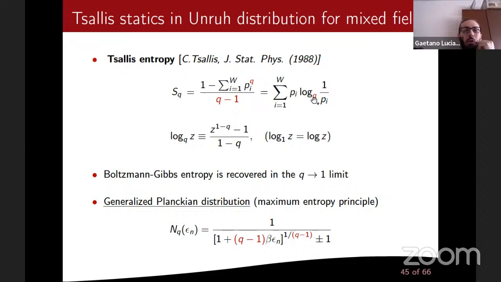Well, consider that this Q is not the base of the logarithm, it's just a definition. Log Q of zeta is defined in this way. Of course, if you apply the maximum entropy principle from this modified entropy, you can derive the modified Planckian distribution, which is bosonic or fermionic, according to the system you are describing.